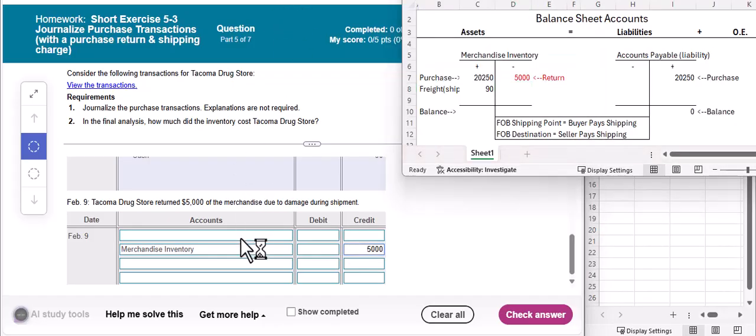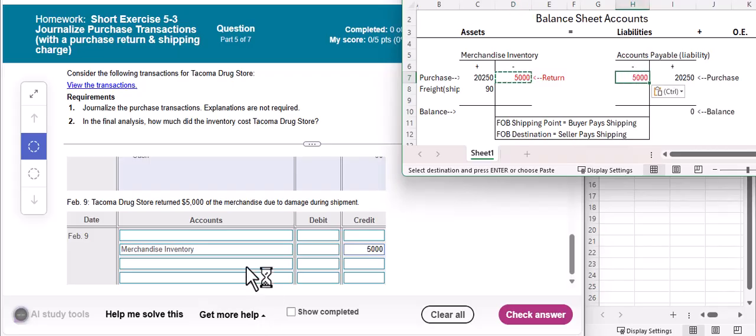And then what will our debit account be? Well, remember we purchased this inventory on account, this is accounts payable. So what's going to happen to our AP is it's going to go down by the same amount of the return. So I'm going to put a 5,000 here as well to reduce our accounts payable.